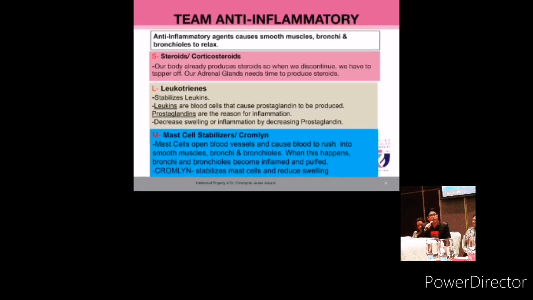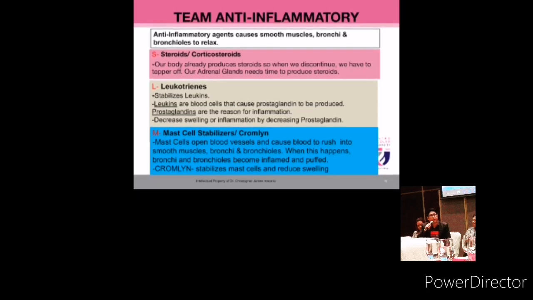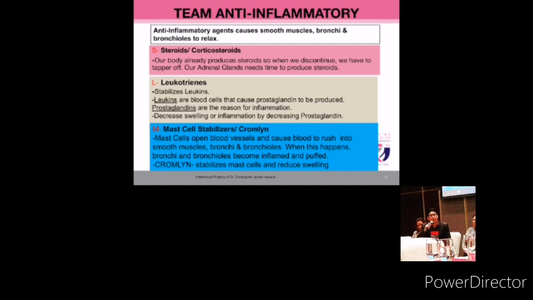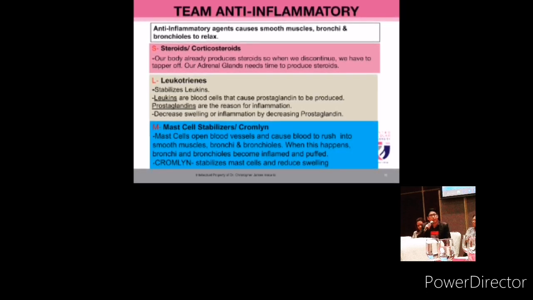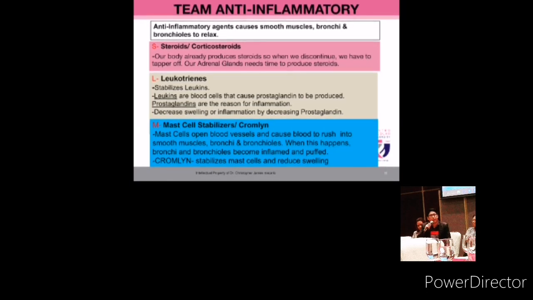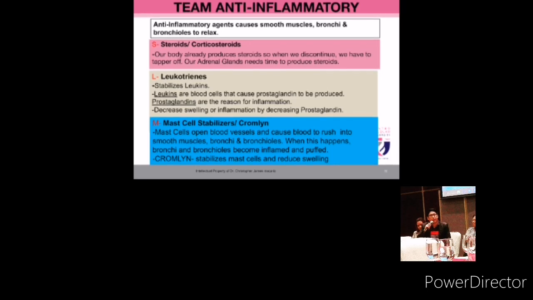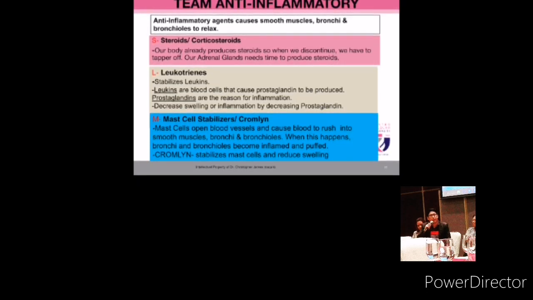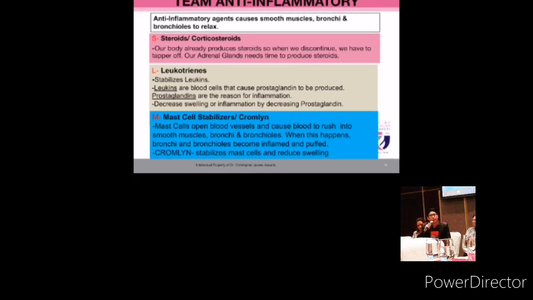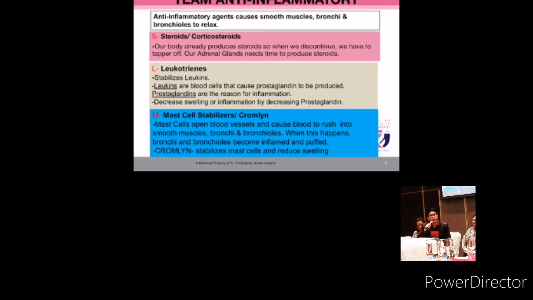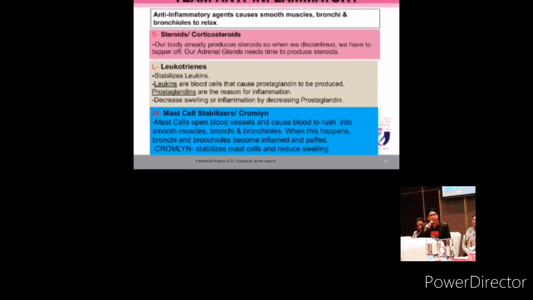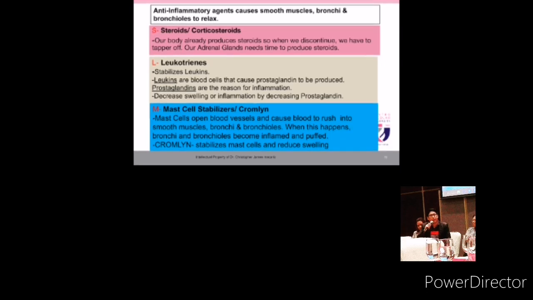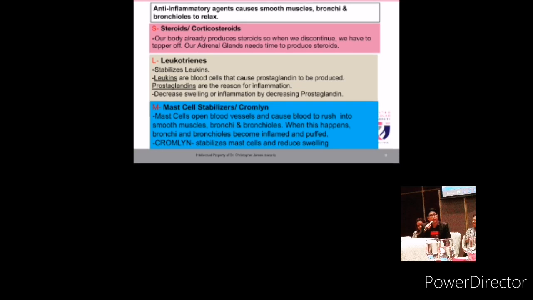But reviewin lang natin. Mast cells open up blood vessels and cause blood to rush into smooth muscles, bronchi, and bronchioles. And when that happens, the bronchi and bronchioles become inflamed and puffed. So, yung pag-rush ng mast cells sa bronchioles, sa respiratory system, lahat naman yan smooth muscles, di ba? So what happens is nagkakaroon ng inflammation, yung branches ng reverse na puno, yung sinasabi ni sir, where the gas exchange happens. Nagiging puffed siya. And if it's inflamed, then yung trabaho niya, yung goal niya, which is adequate gas exchange, is impaired. And by giving this medication, yung swelling nare-reduce.